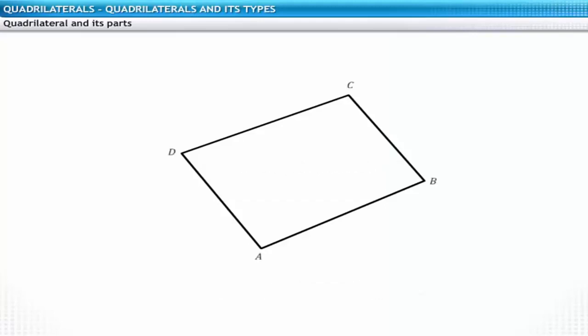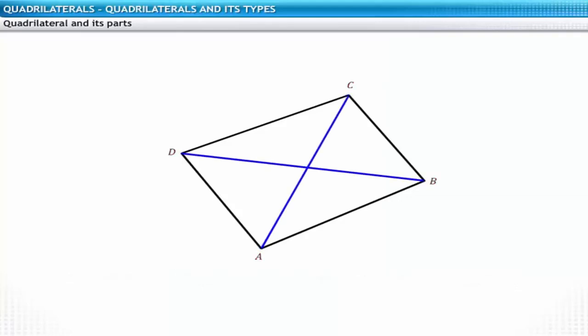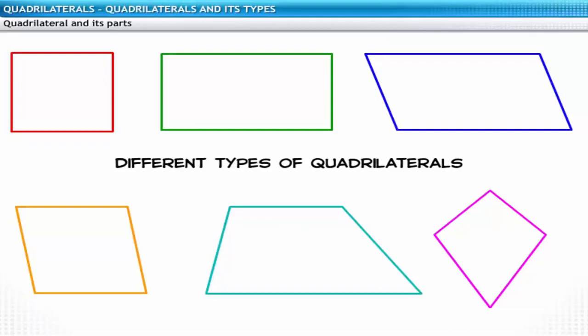A quadrilateral has 4 sides. Here AB, BC, CD and DA are the 4 sides. Angle A, angle B, angle C and angle D are the 4 angles formed at the vertices. And A, B, C and D are the 4 vertices. AC and BD are the 2 diagonals of the quadrilateral ABCD. Next, we'll discuss the different types of quadrilaterals and their properties.